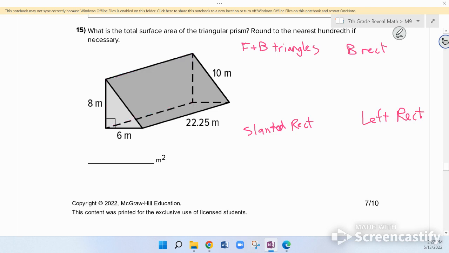Once we have all the shapes accounted for, then we just have to use the formulas. We have a triangle formula, which is area equals 1/2 base times height. We got a rectangle, so that's area equals length times width. We got another rectangle, area equals length times width. We got another rectangle, area equals length times width. We can all do that. We can find all the faces. We can tell what shape they are, and we can write down their formula.